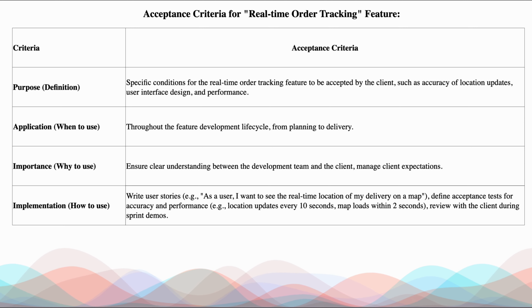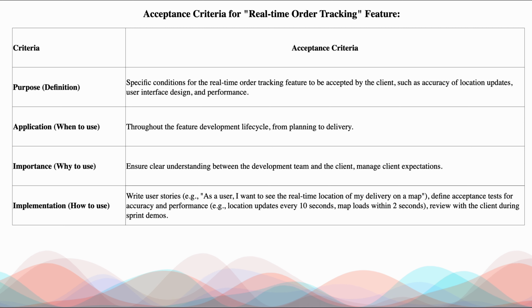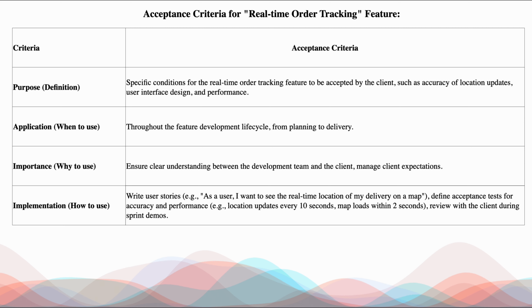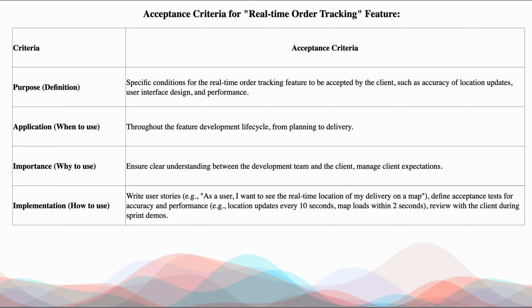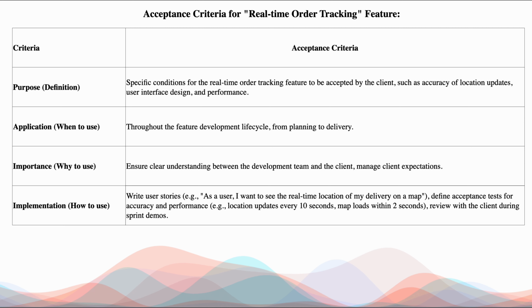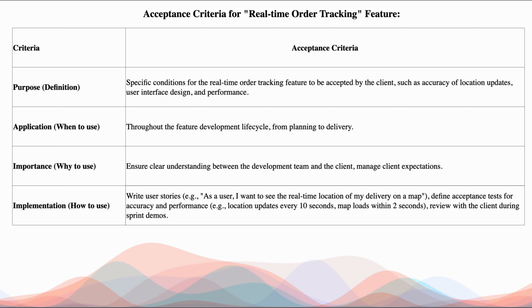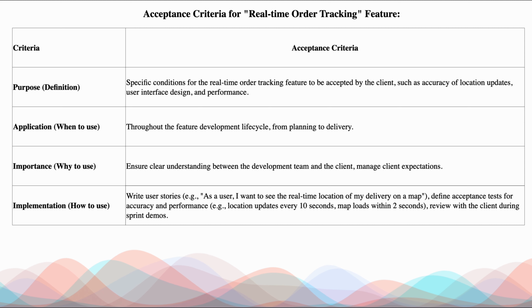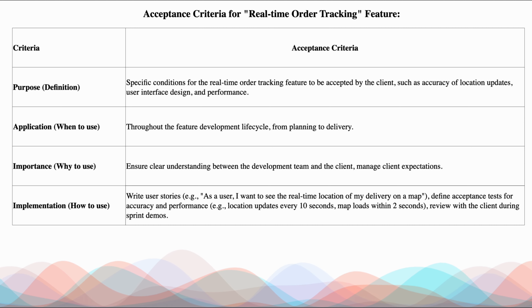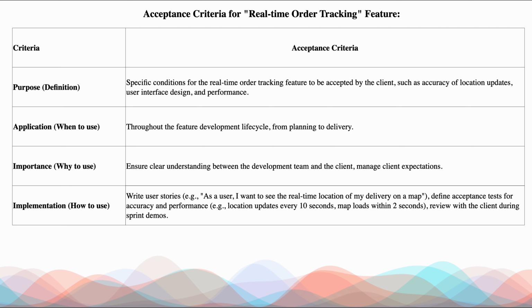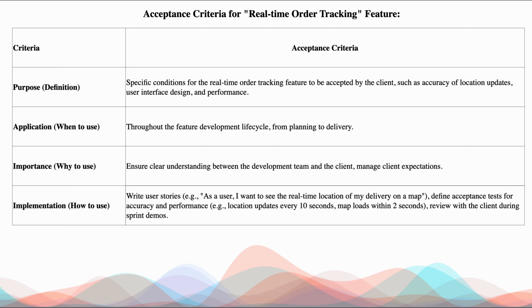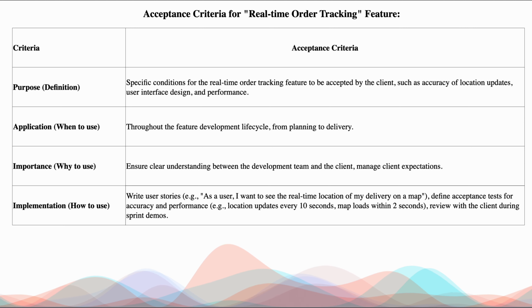Once we have that location identified, we need to find the accuracy, how accurate it is. Next, for example, location updates every 10 seconds, map loads within 2 seconds. These are the conditions. Review with the client during sprint demo. So you are only considering location for now and writing a user story: as a user, I want to see the real-time location of my delivery on a map, right? The acceptance test for this will be location updates every 10 seconds, and map loads within 2 seconds.